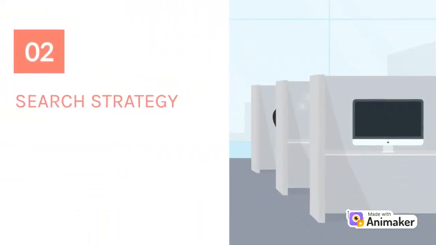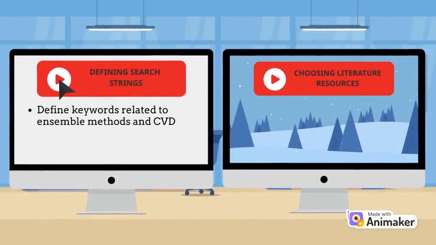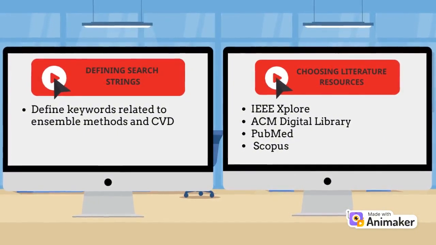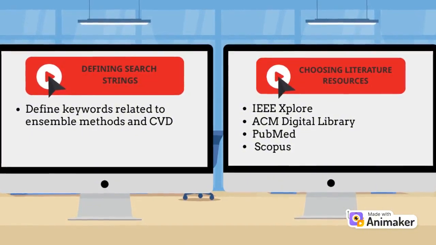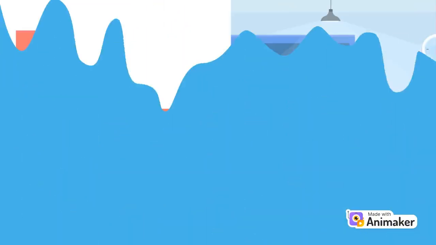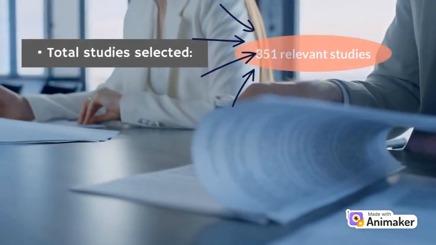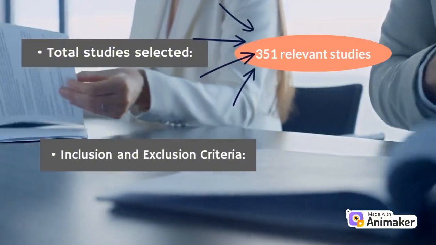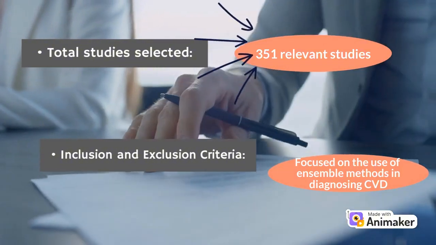Next, a comprehensive search strategy was developed, which involved defining search strings and choosing literature resources to find relevant studies. The researchers conducted extensive searches in databases like IEEE Xplore, ACM Digital Library, PubMed, and Scopus using specific keywords related to ensemble methods and CVD. Following the search strategy, the next step involved the study selection. A total of 351 relevant studies that met specific inclusion and exclusion criteria were chosen. All these studies focused on the use of ensemble methods in diagnosing cardiovascular disease.